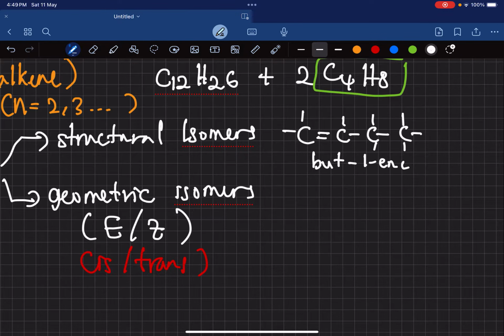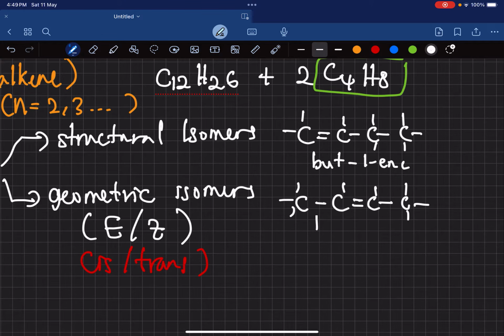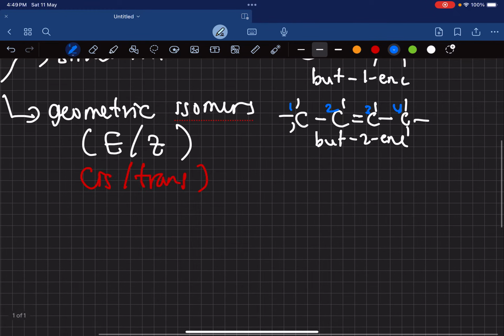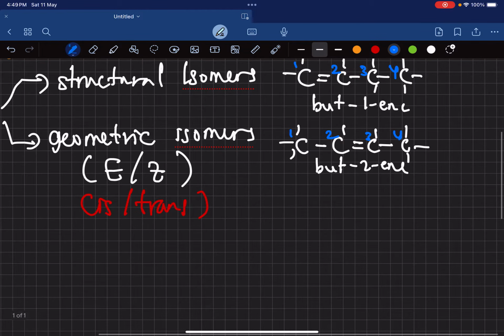Then we can draw the double bond in the second place. This becomes but-2-ene. The numbering goes 1, 2, 3, 4. And then the other thing you can do now is make it into a propene.